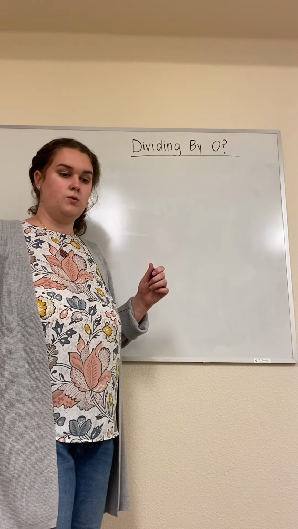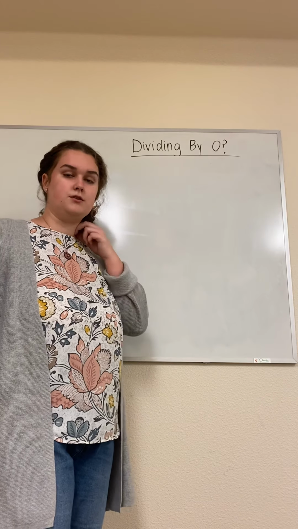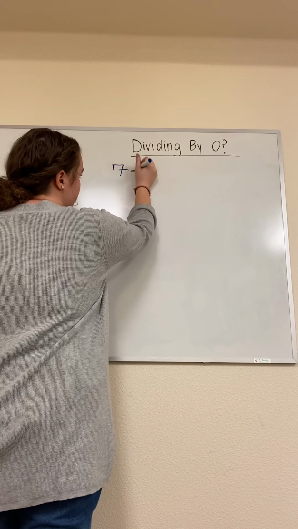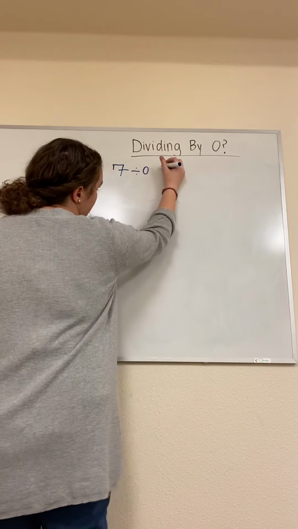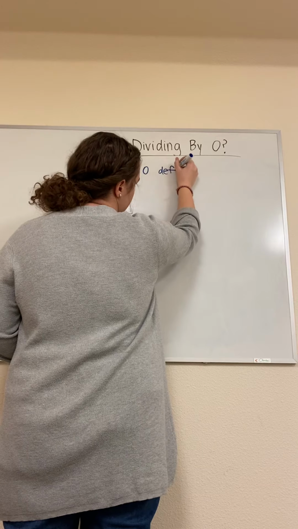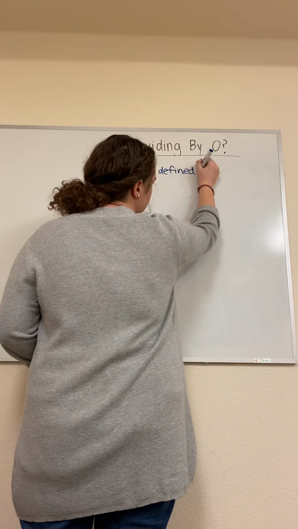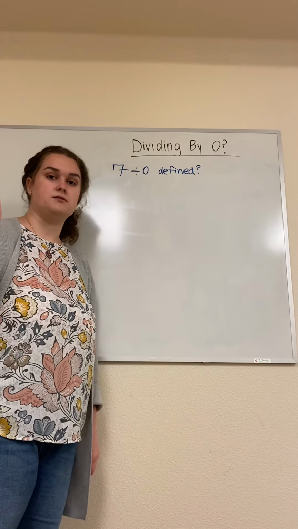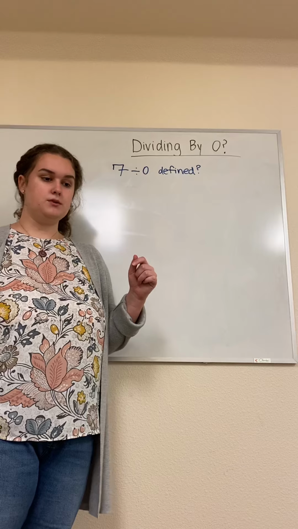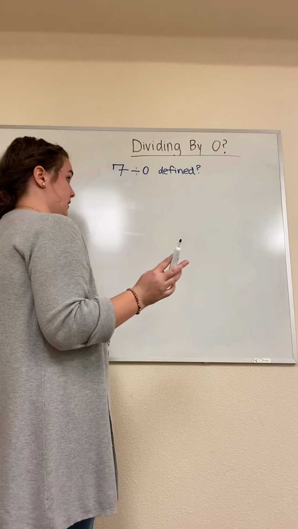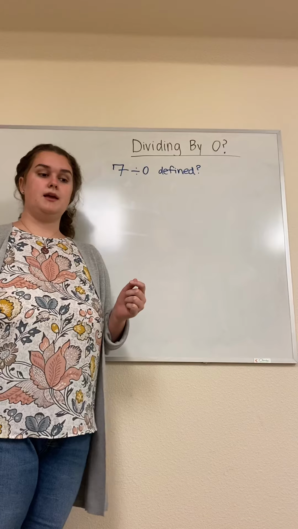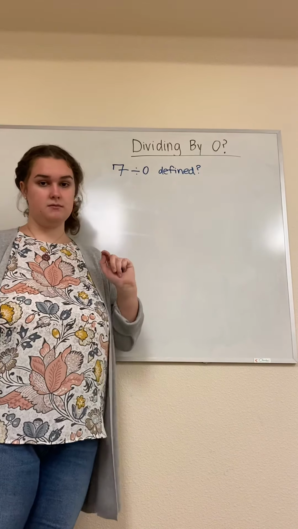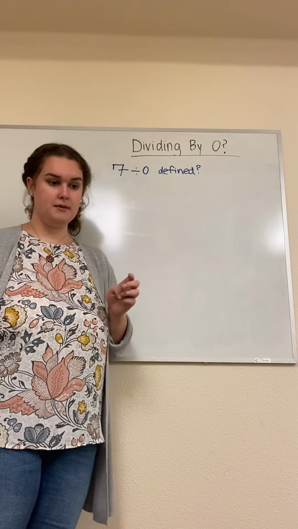And we're gonna start with answering the question, is 7 divided by 0 defined? And what we mean by defined is, does it have one exact answer? So in order to make this easier, what I think we can do is change this division problem into a missing addend problem, so we would make it into a multiplication problem.